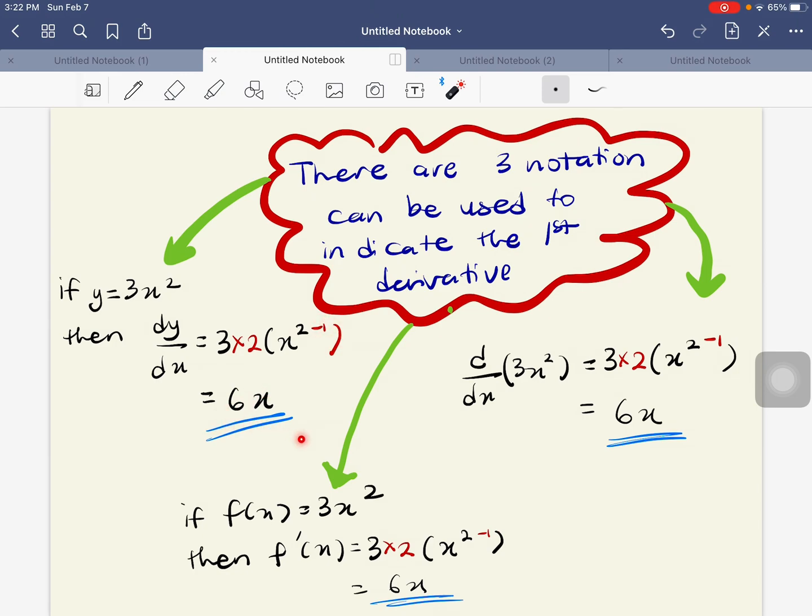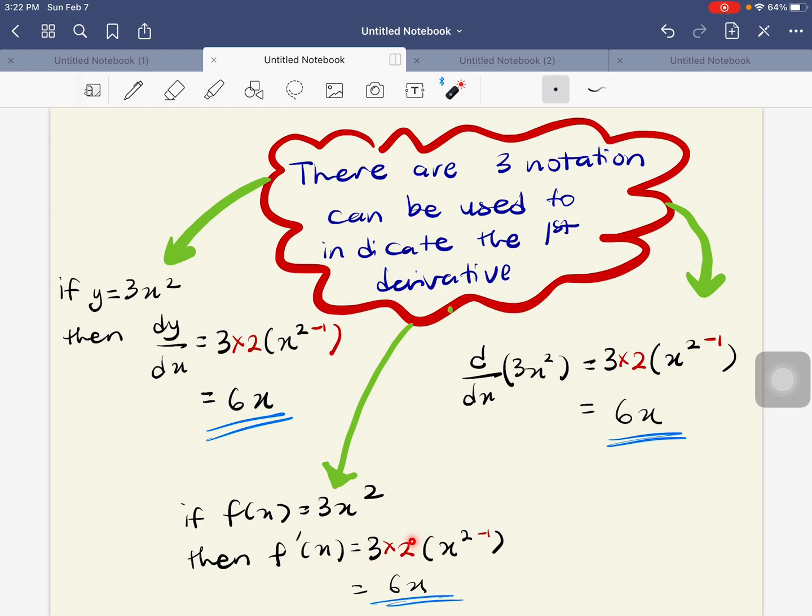So we get 6x. It's also possible that it was in the form of f(x) instead of y. We can call the function y, or we can call the function f(x). f(x) is equal to 3x squared. So if we want to differentiate, it will be f prime x equals 3x to the power of 2, this 2 is the power, we will reduce it.